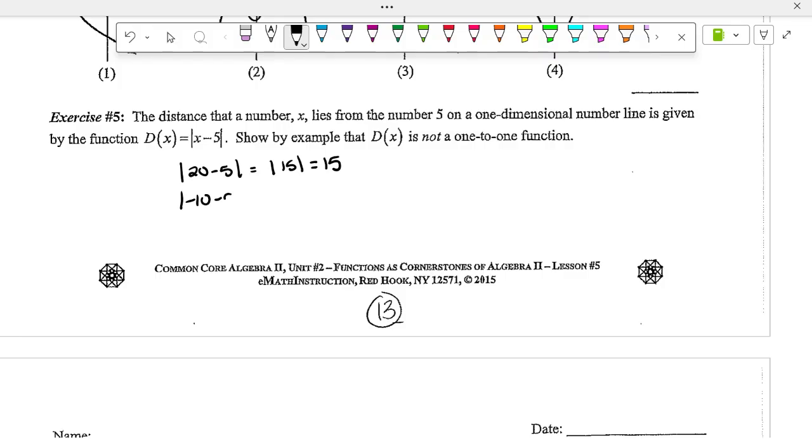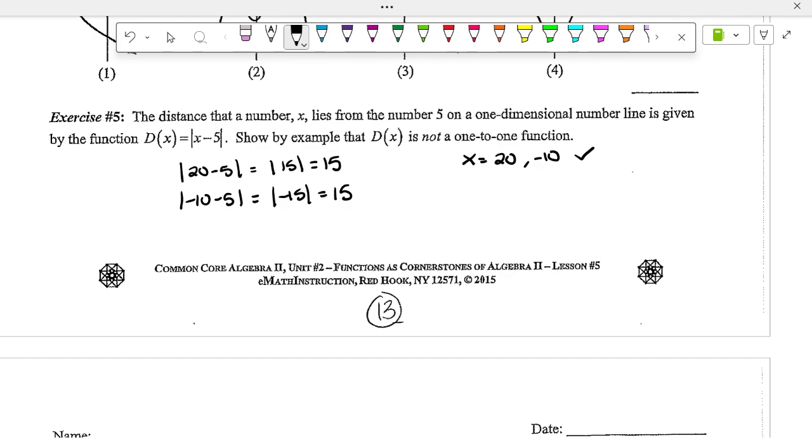Negative 10 minus 5, that's the absolute value of negative 15, which is still 15 when you take the absolute value. So x equals 20 and negative 10, that's a counterexample. It doesn't work. We'll make 1 to 1.